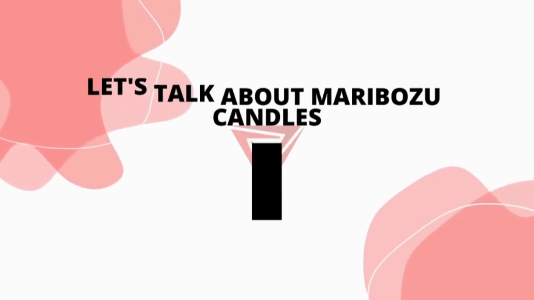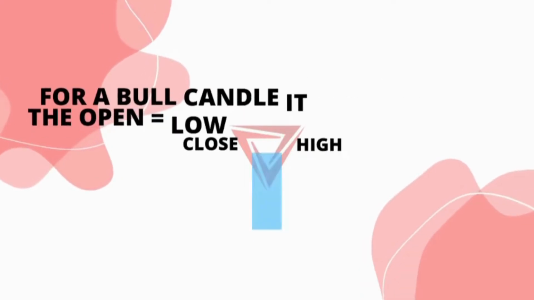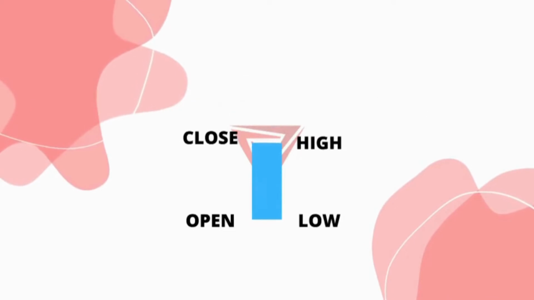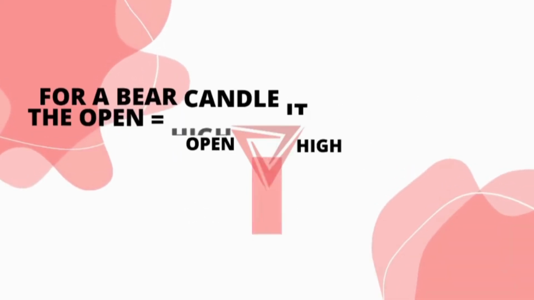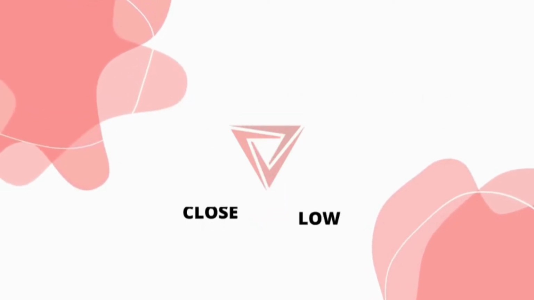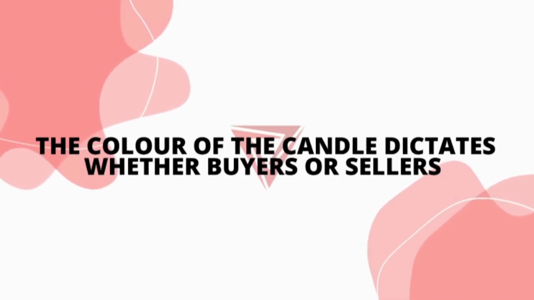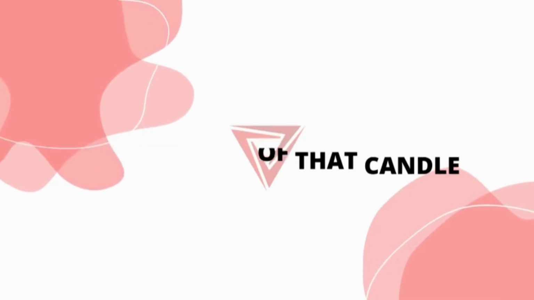Let's talk about Marubozu candles. A Marubozu candle typically has no wicks. For a bull candle, it simply means the open equals the low and the high equals the close. And vice versa for bearish Marubozu candles. For a bear candle, it simply means the open equals the high and the low equals the close. A Marubozu candle typically indicates momentum. The color of the candle dictates whether buyers or sellers were in control during the duration of that candle.